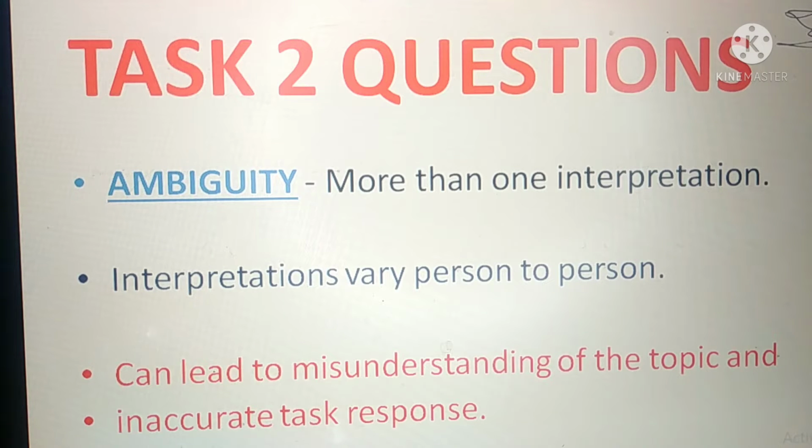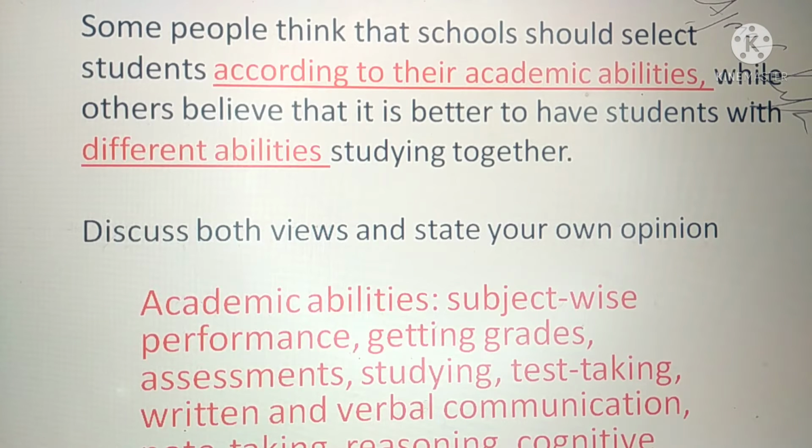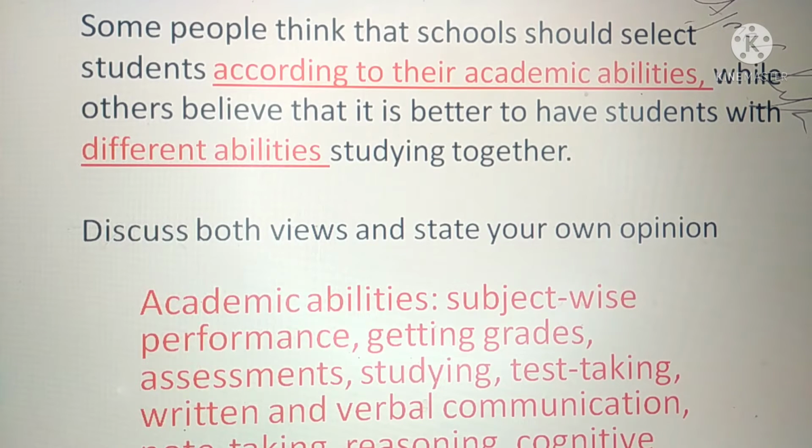There are many stories of students who, after the exam, say that they misinterpreted the question. So here is one example of such a confusing question. The question is: some people think that schools should select students according to their academic abilities, while others believe that it is better to have students with different abilities studying together.